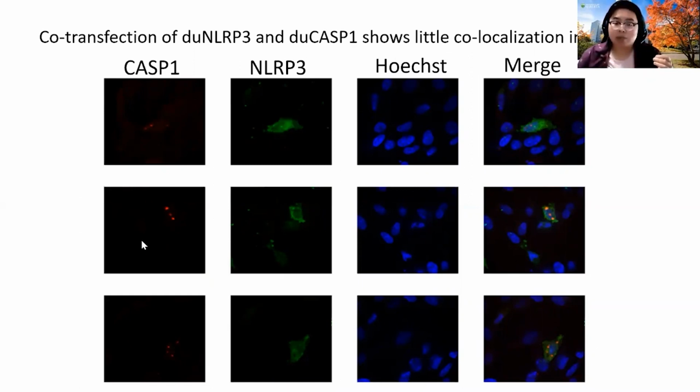Caspase-1 forms these tight little punctate structures within the cytoplasm of the cell, while NLRP3 forms a more diffuse pattern in the cytoplasm of the cell. When you merge them together, while they are both localized to the cytoplasm of the cell, there's very little actual co-localization between the two of them.